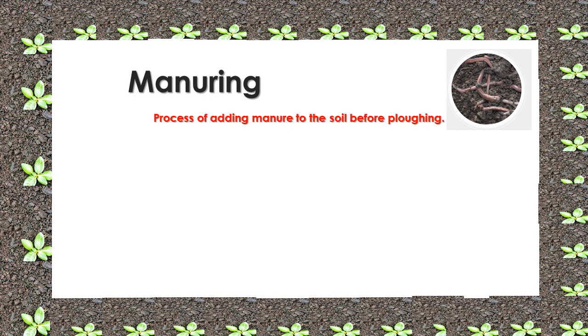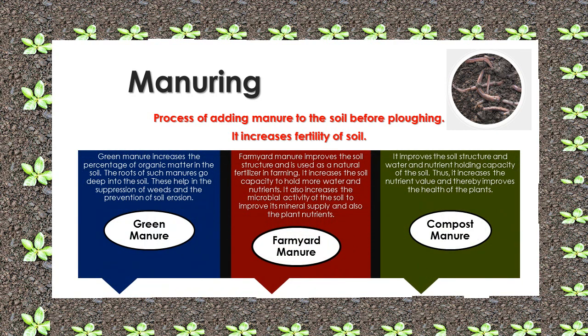Manuring. Actually, this is the process of adding manure to the soil before ploughing. Manure is actually animal dung used for fertilizing grain. It increases the fertility of soil. There are three types of manure, that is green manure, farmyard manure, and compost manure.